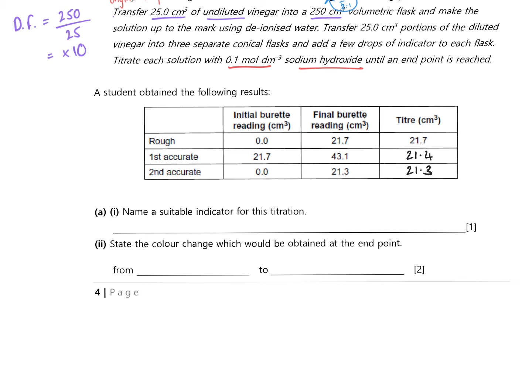We're first of all asked to name an indicator for this titration, and this is a weak acid versus a strong base, and so therefore we must use phenolphthalein in this titration.